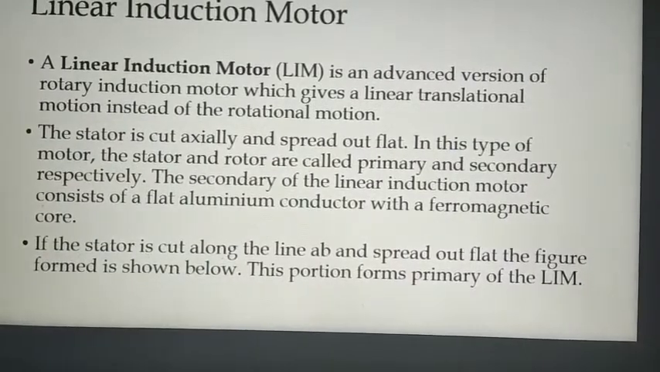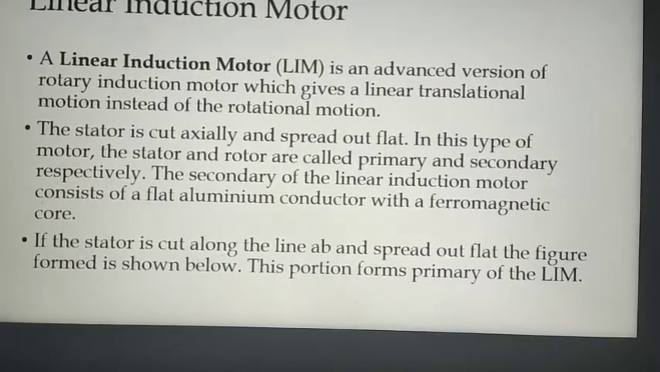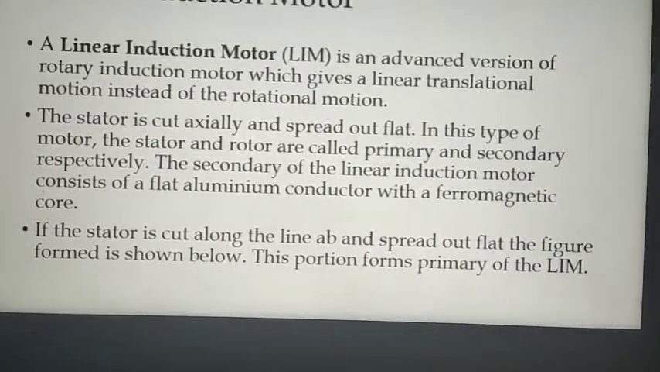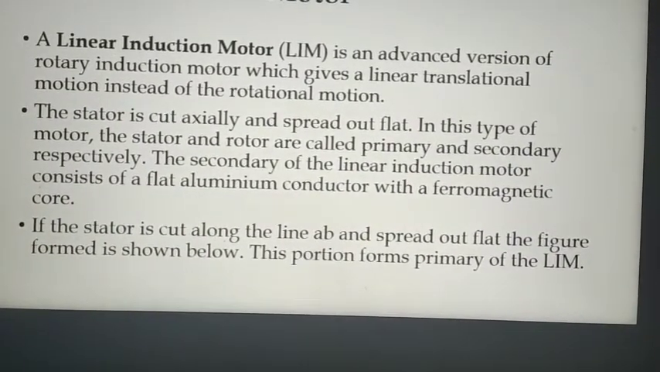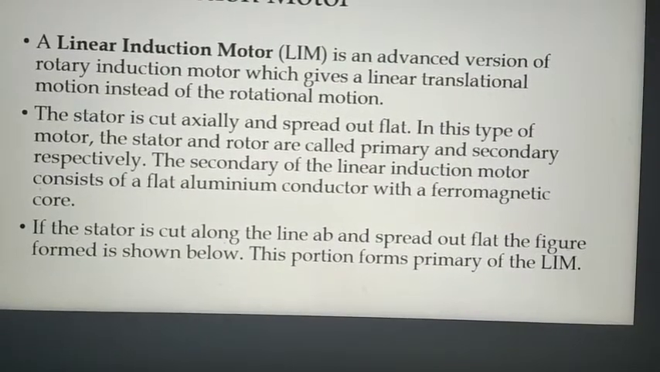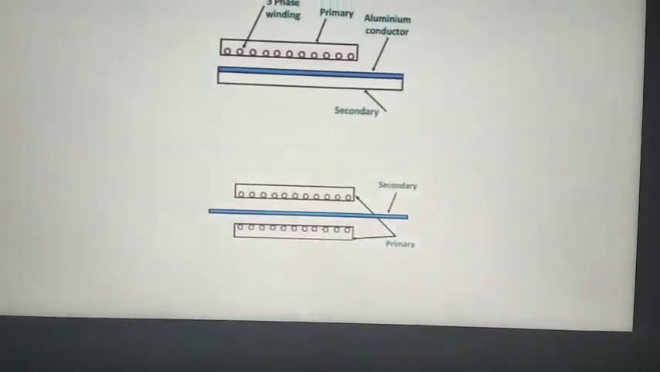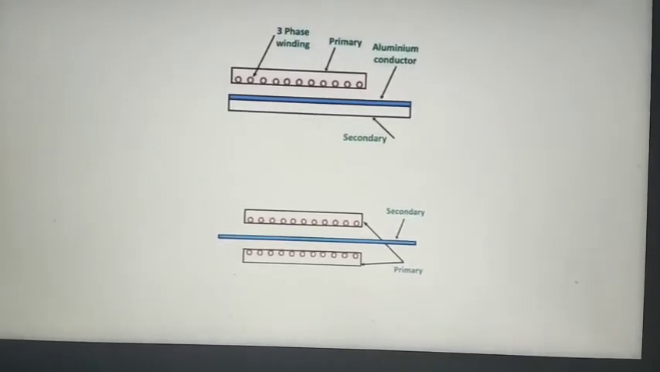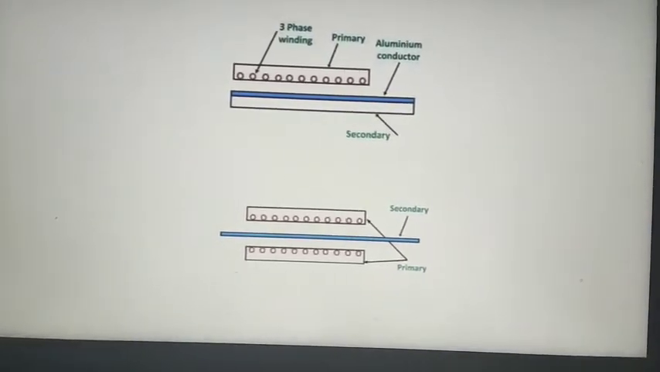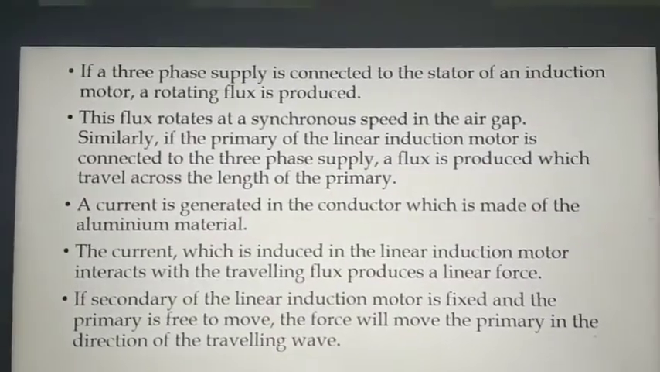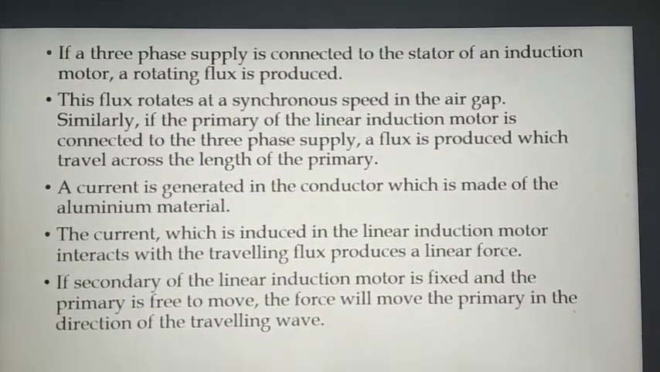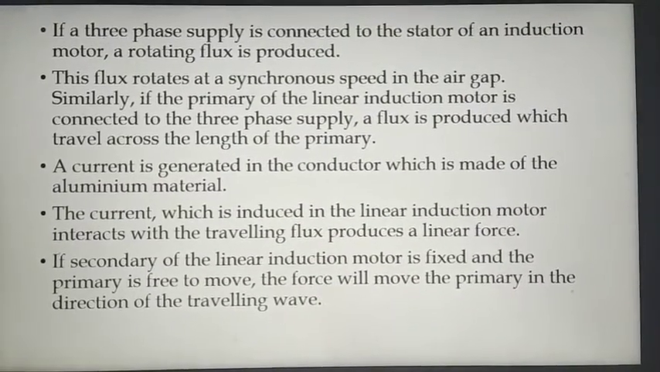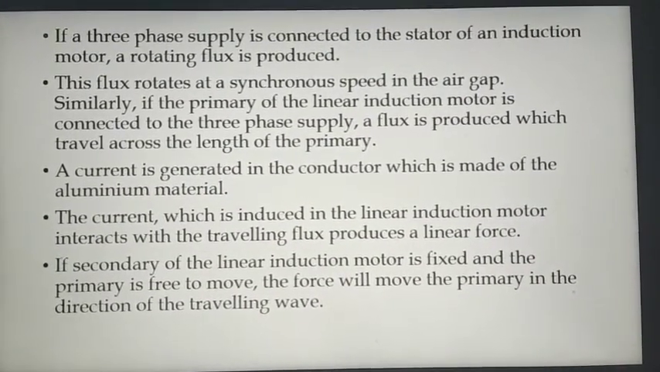The secondary of the linear induction motor consists of a flat aluminum conductor, sometimes made of material with a ferromagnetic core. If the stator is cut along the line AB, in this slide we have cut the stator and rotor as separate parts. If the three-phase supply is connected to the stator of an induction motor, a rotating flux is produced. The flux rotates at synchronous speed in the air gap.